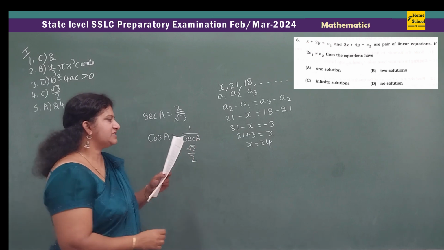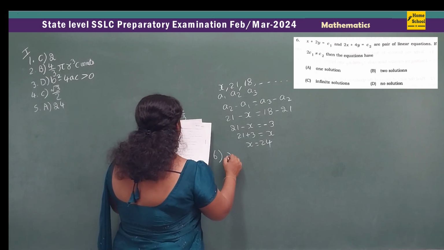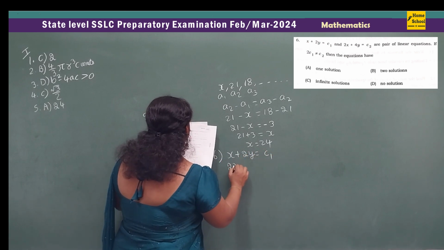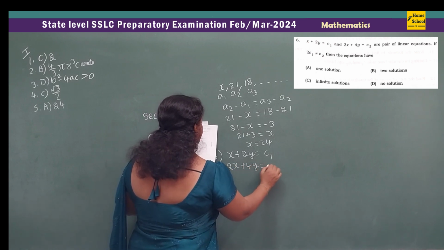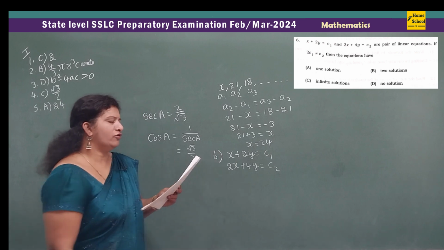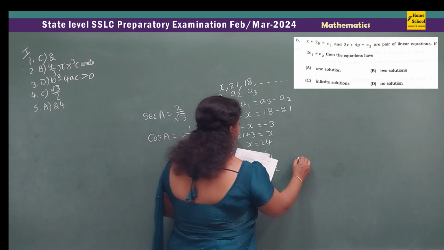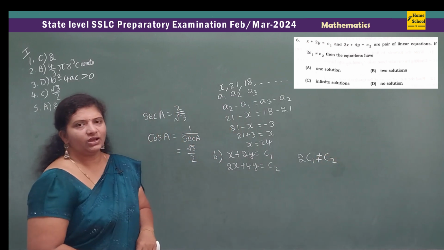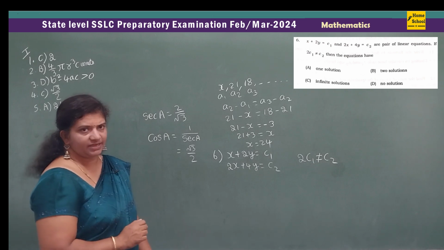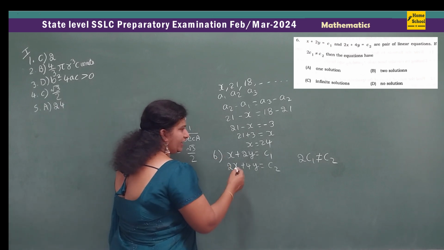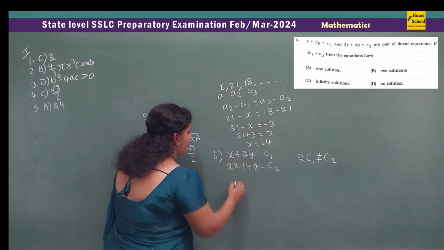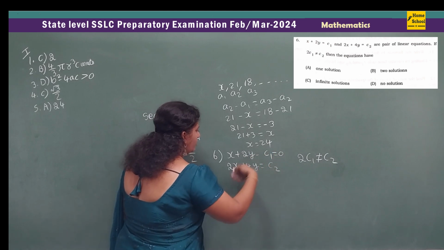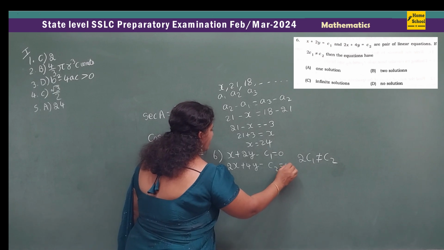Sixth one, x plus 2y is equal to c1 and 2x plus 4y is equal to c2 are a pair of linear equations. If 2c1 is not equal to c2, then the equations have. Observe this carefully and write these a1, a2, b1, b2, c1, c2 values. And please bring c1 to this side, minus c1 equal to 0, and c2 to this side, minus c2 equal to 0.